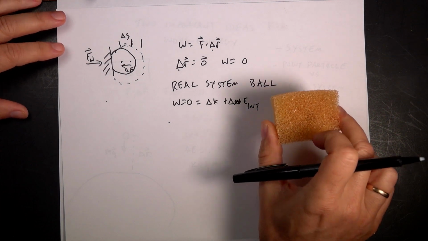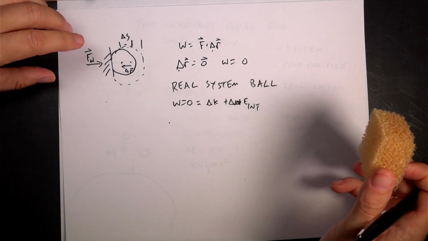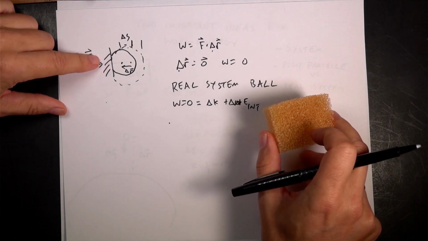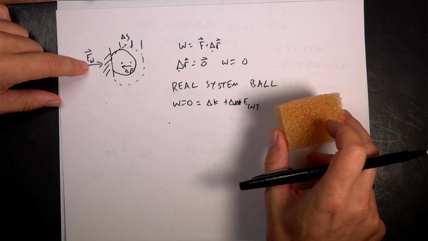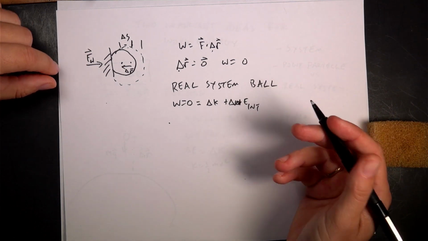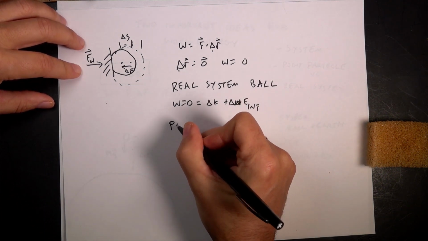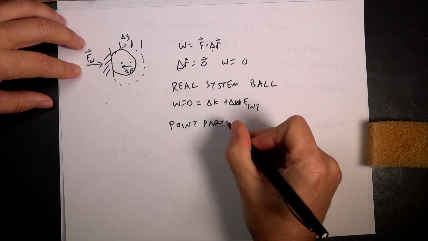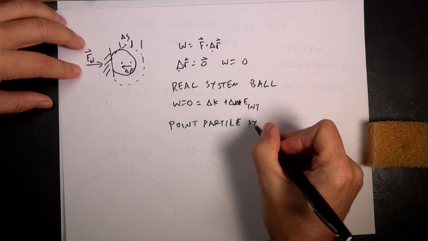Because we can't use the work energy principle and that force to say why it stops, because that doesn't do it. Now, if you want to use the momentum principle, that force is applied for a certain amount of time, and that does work. Okay, but in the work energy principle, that force does no work. But we can pretend like it does. So we have the real system. We can also make what's called a point particle system. That's the real system, so that's E.